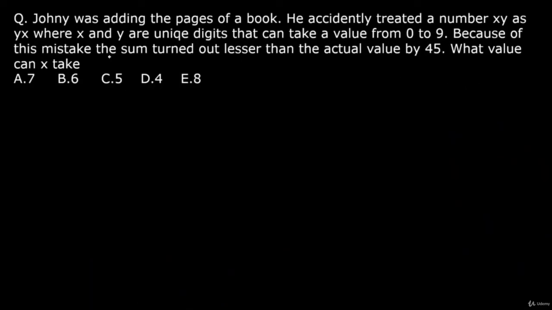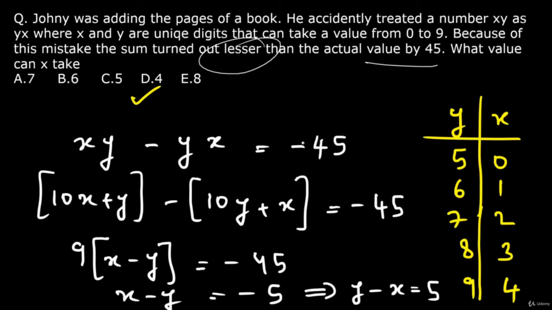Let's read the question. Johnny was adding the pages of a book. He accidentally treated a number xy as yx, where x and y are unique digits that can take a value from 0 to 9. Because of this mistake, the sum turned out lesser than the actual value by 45. What value can x take? It's very similar to the previous question. Now let's solve it. Over here, you can see that xy minus yx will give you minus 45, right? Because the sum was lesser. Alright. So again, you get 9 into x minus y is equal to minus 45, or x minus y is equal to minus 5, or y minus x is equal to 5.